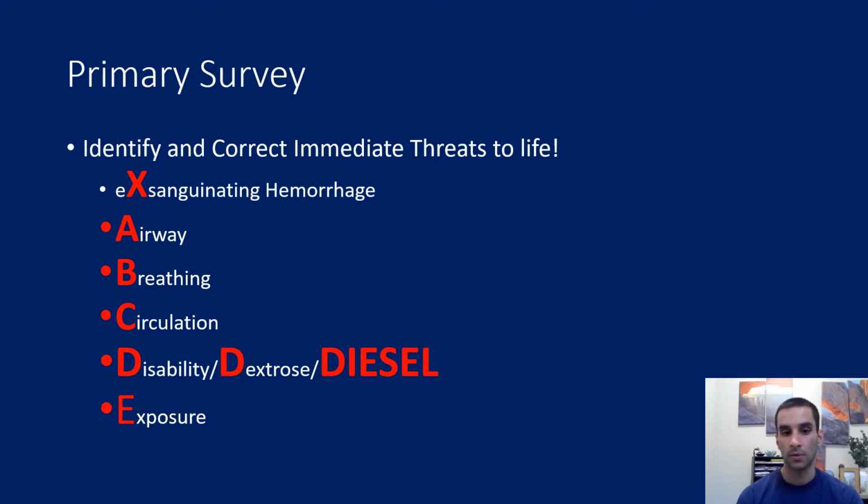So X, exsanguinating hemorrhage. A, airway. B, breathing. C, circulation. I think that's drilled into everyone. D, disability, dextrose, and diesel. Okay, what does disability mean? You want to know if the patient is going to be disabled from this.